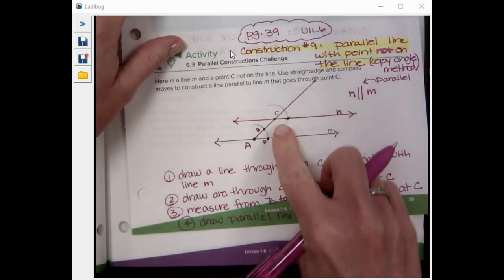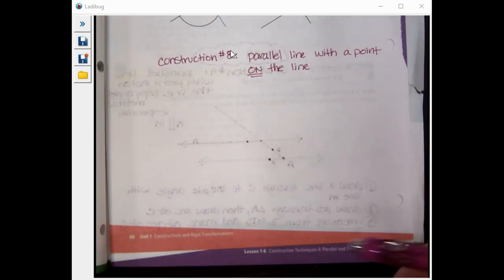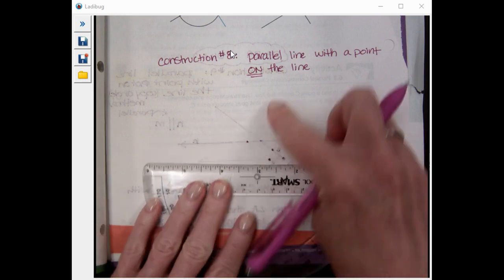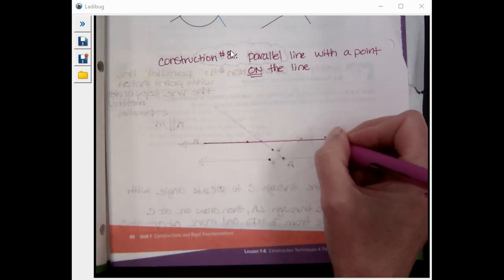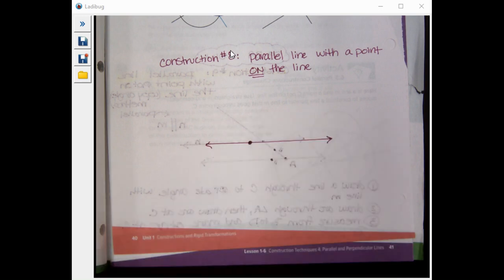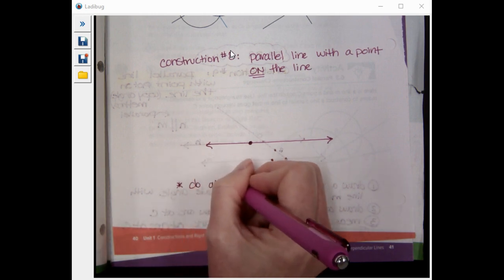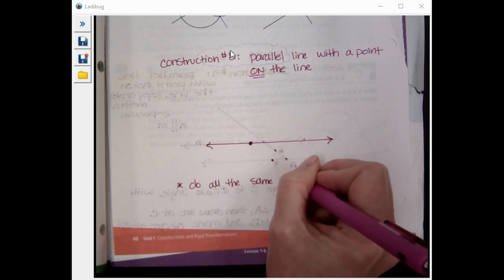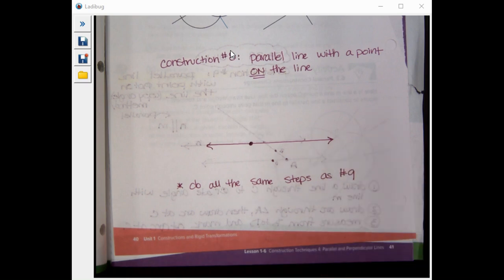Remember, we started with a line and a point C that was not on the line, it was off the line. So on this side, we're going to do the same construction, but if this was given to you on a test or a quiz, you would have a line, so leave some white space for all your drawing. Draw a line, and instead put a point on the line. So basically, I'm going to do all the same steps as construction number 9.